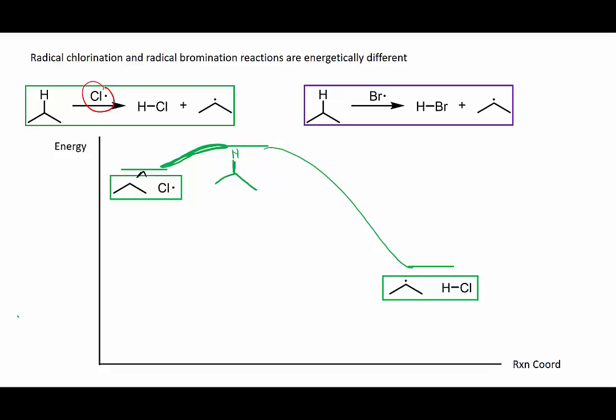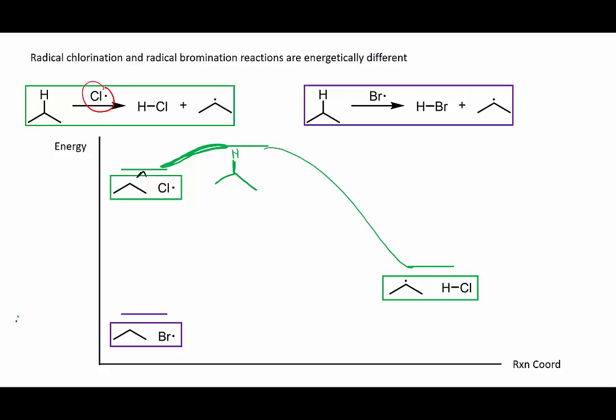Let's take a look at the case with a radical bromination. Bromine is going to be a more stable radical than chlorine. This is important because bromine is larger. It has a larger polarizability, so it doesn't notice the loss of that one extra electron as much as chlorine does, because chlorine is smaller.